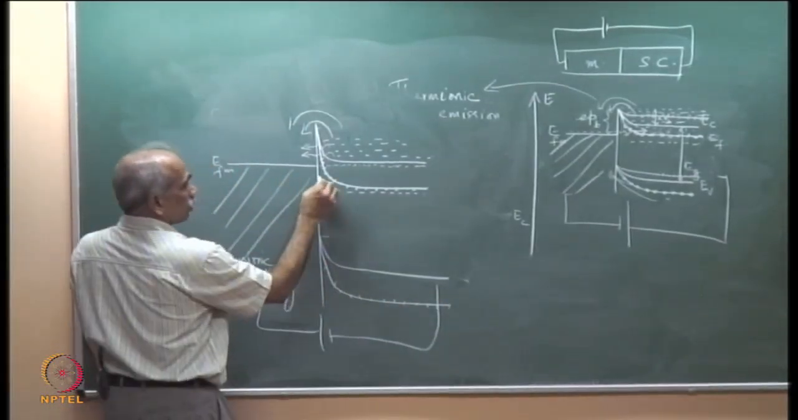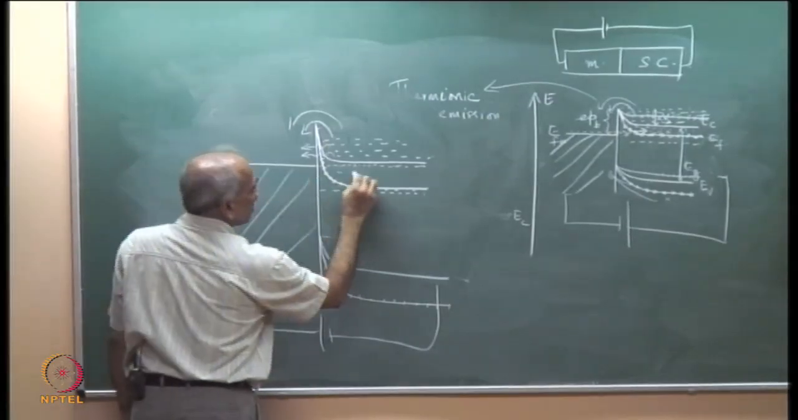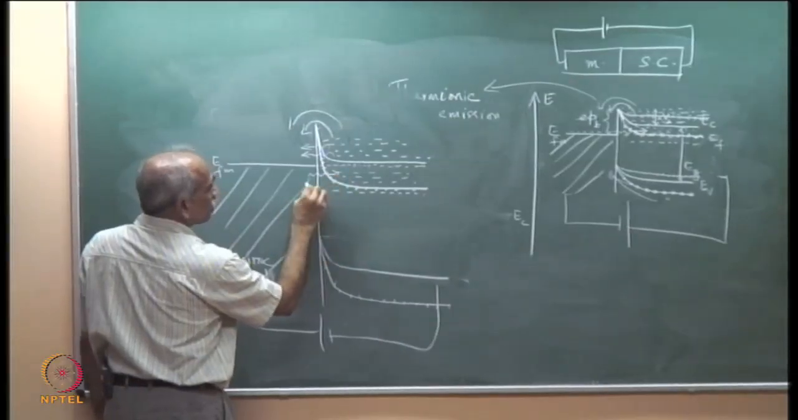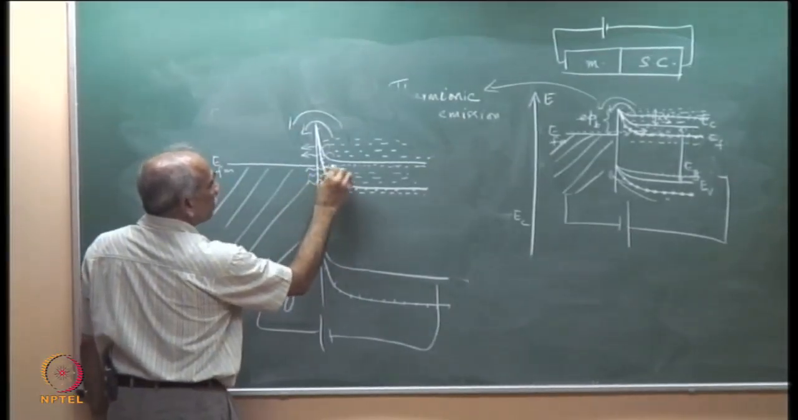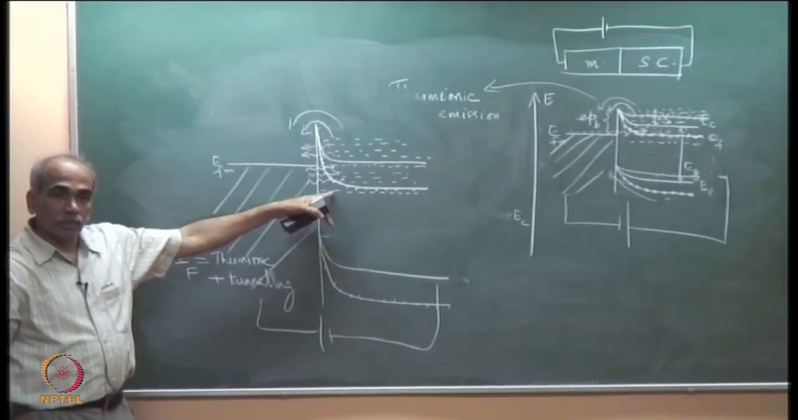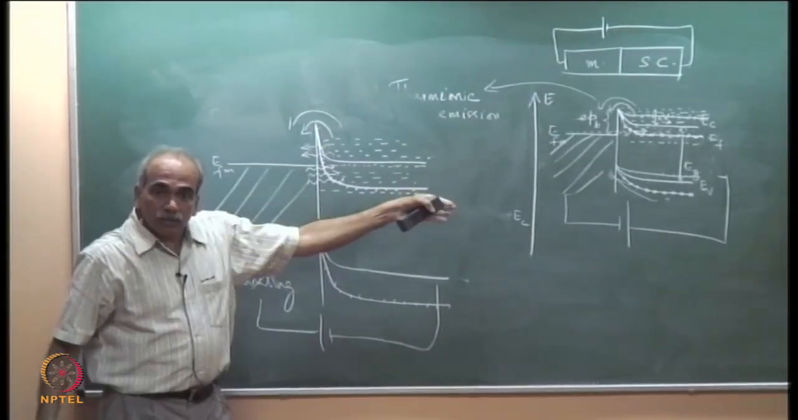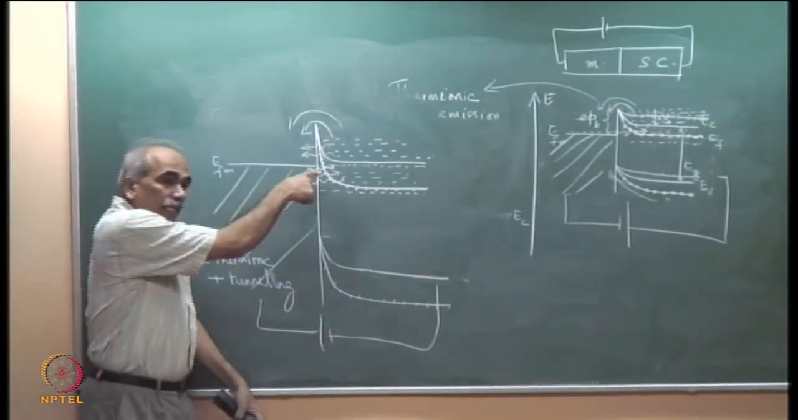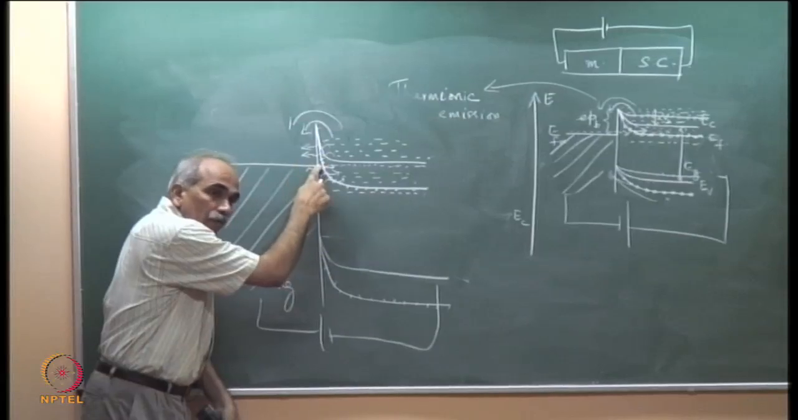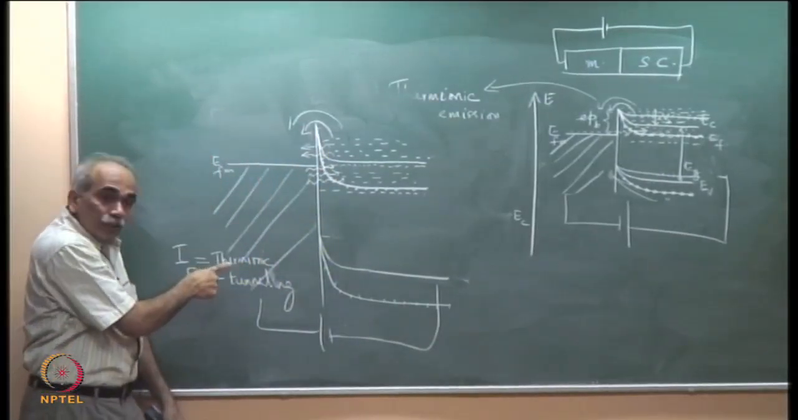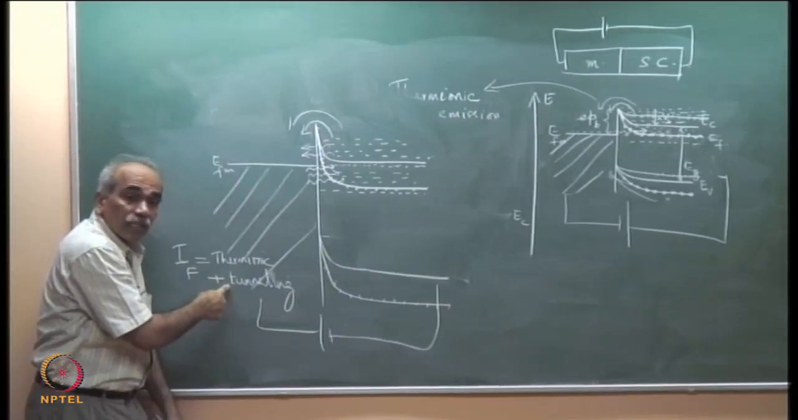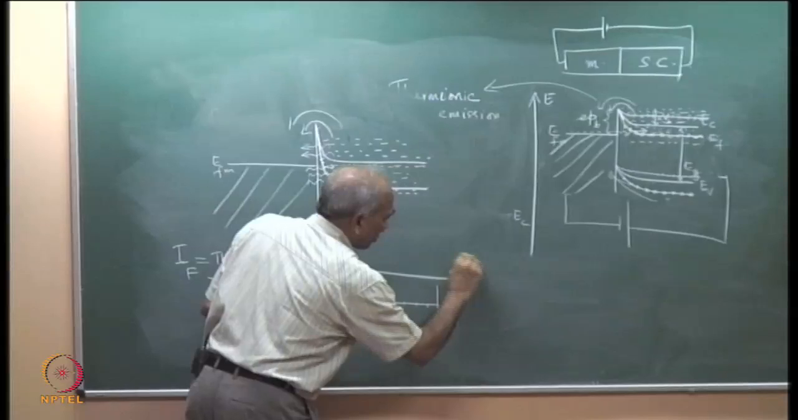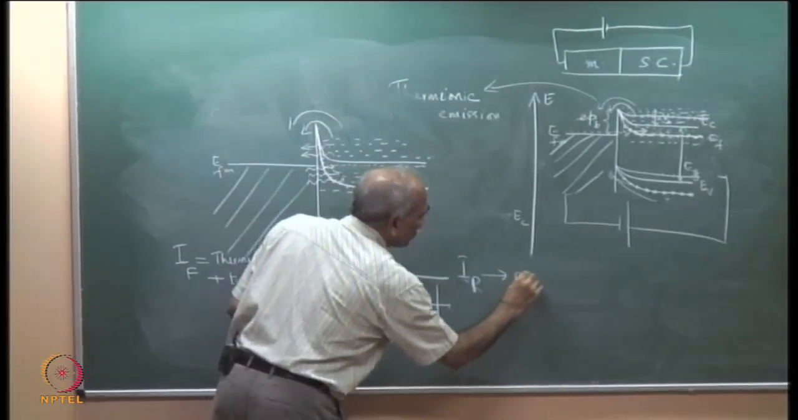What do you see? There are plenty of electrons here, and there are states here, and current can tunnel through this very easily because the width of the barrier is very small. And therefore, even in the reverse direction, current can flow across the junction, but the reverse current is primarily due to tunneling, whereas in forward bias it is due to thermionic emission plus tunneling. So, the reverse current IR will be primarily due to tunneling.